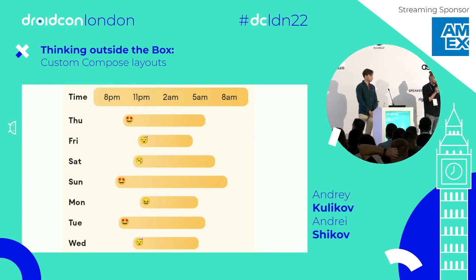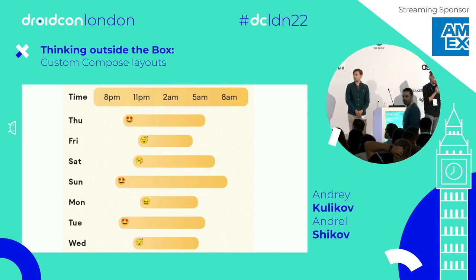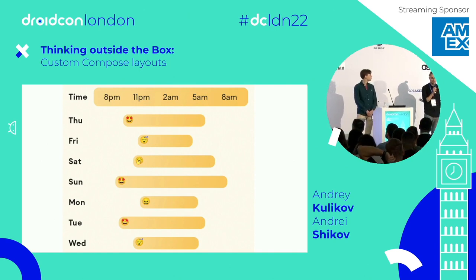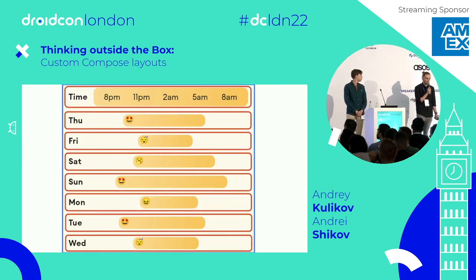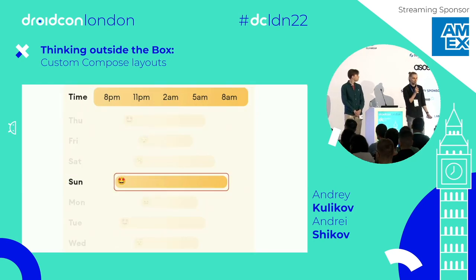Basically, probably your main question is, why can't we just use columns and rows here? Why do we need to implement any custom layouts? Well, yeah, why can't it just be a column with multiple rows? In fact, it can work in some cases, but maybe we have more requirements. And let's try to understand what they are.